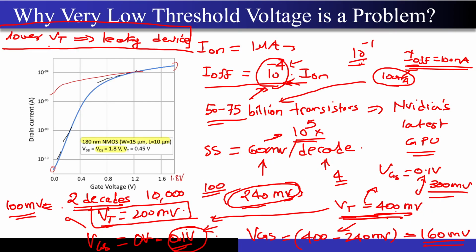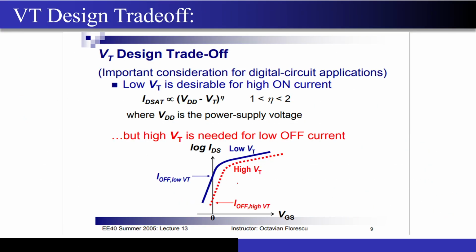But from this on-off point of view, which will ultimately decide how much power consumption my processor will have when it is in the idle state, that is when it is not doing anything, I want this VT to be higher. So there is a trade-off that you can see. This slide has been taken from the UC Berkeley lecture notes. So you can see this has been noted as a VT design trade-off.